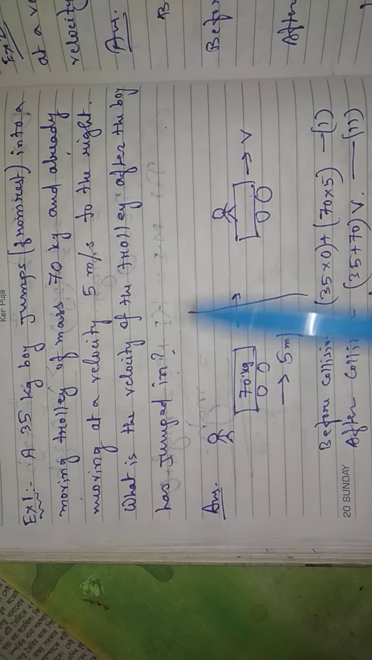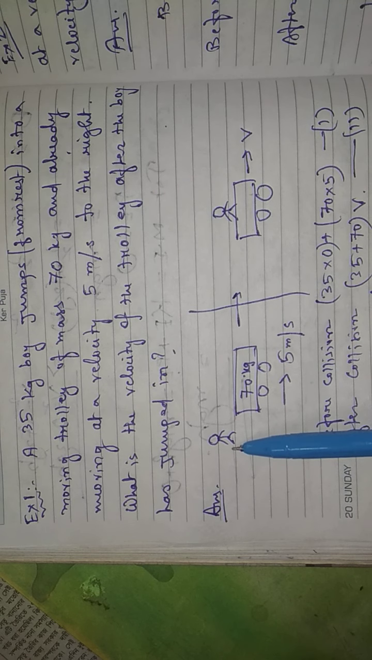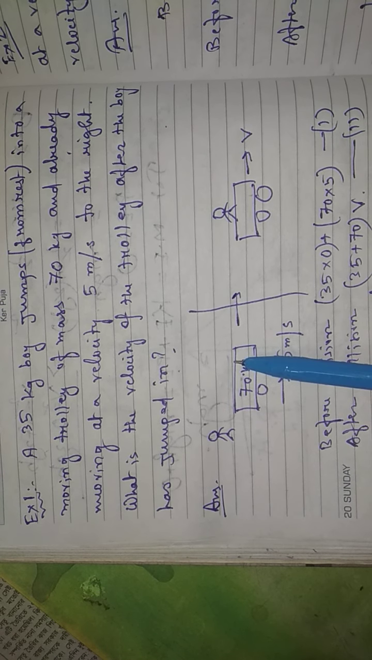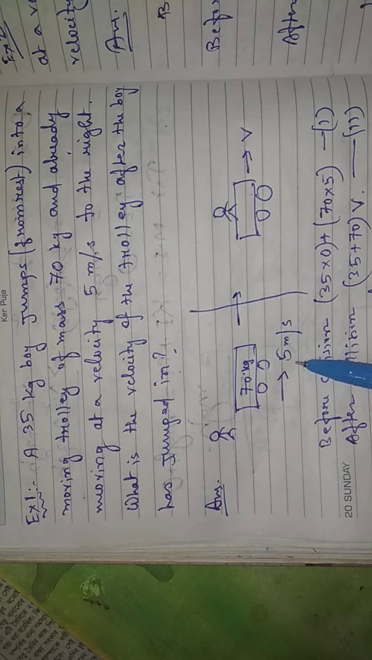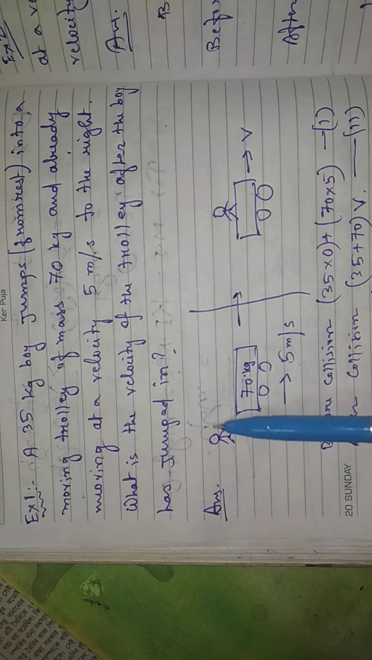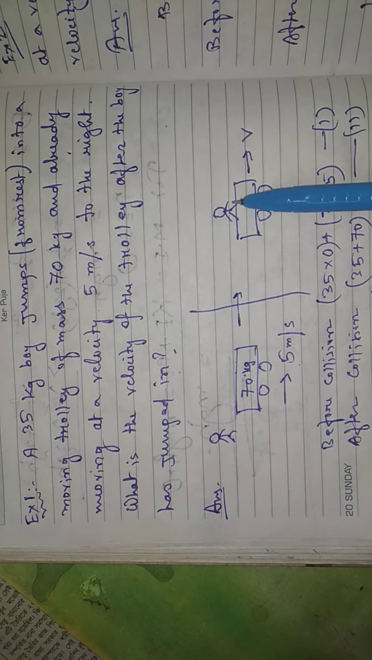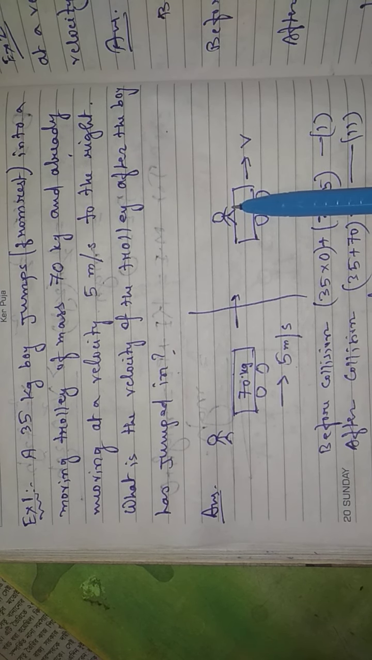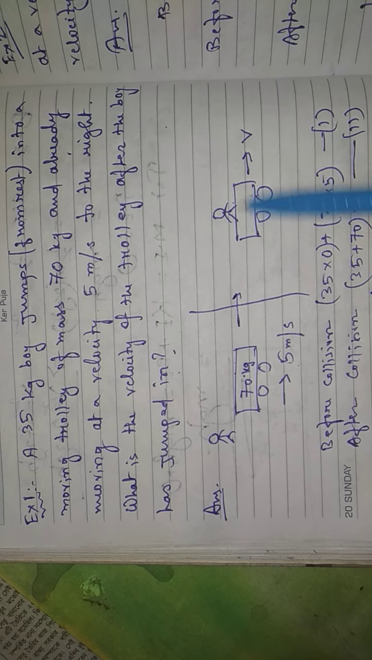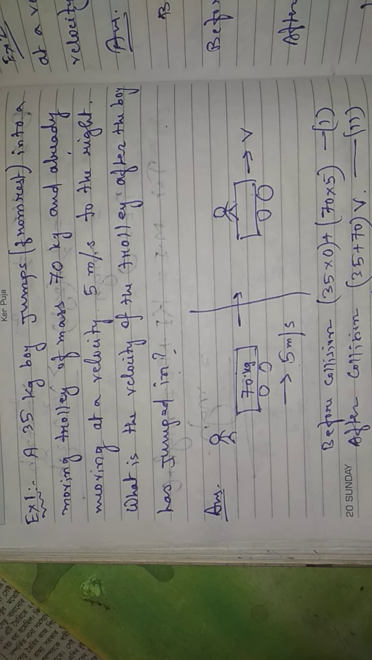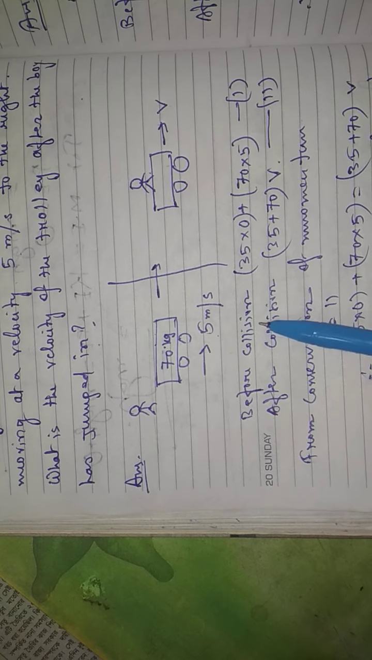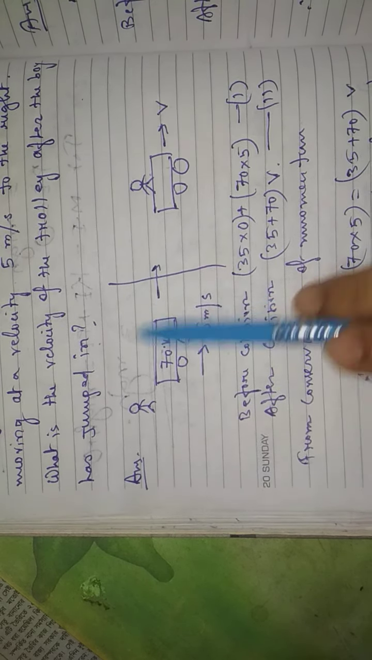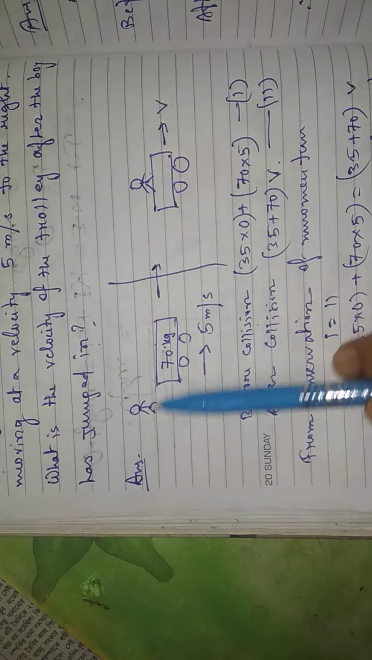So two conditions are there. Before the boy jumped into the trolley, it was moving with 5 meters per second. After jumping onto the trolley, the boy is now on the trolley and we have to calculate the velocity of the trolley now. So we don't know the velocity v now. So let us consider the situation before collision between the boy and the trolley.